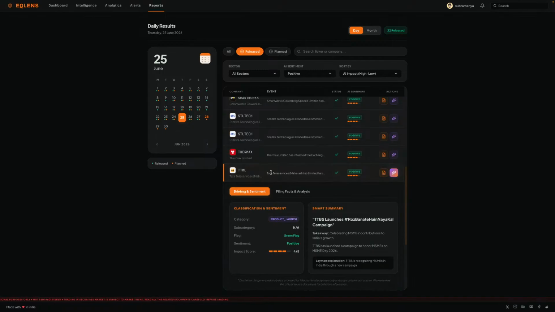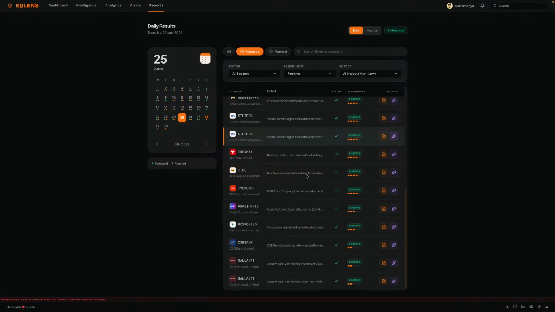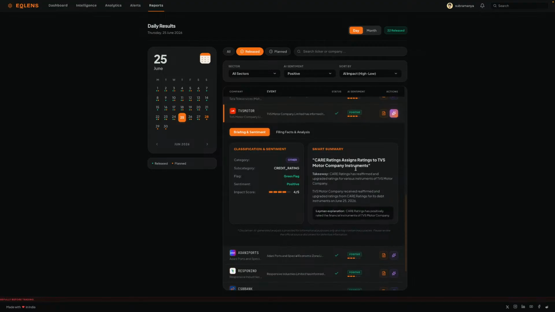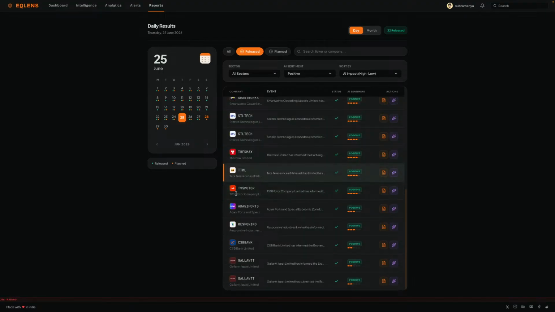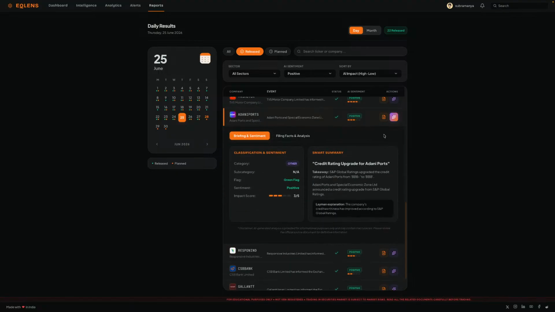Tata Teleservices Maharashtra. TVS launches the "Roz Banate Hain Naya Kal" campaign, a product launch. Okay, I think I'll leave it. Just advertisement. TVS Motors, what does it say? CARE rating assigned to TVS Motor Company instruments. It's an other. I'm gonna skip. Tata Motors, Adani Ports. You guys are always there. Other: credit rating upgrade for Adani Ports.